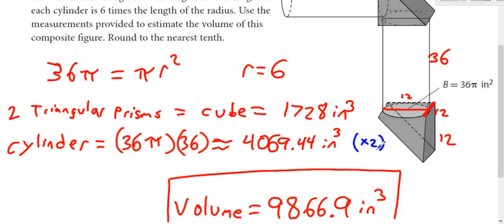So we have to do 2 cylinders. We already had the 2 triangular prisms. Add that up to get 9866.9.